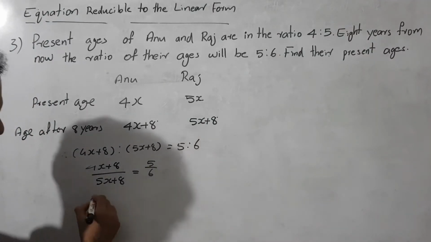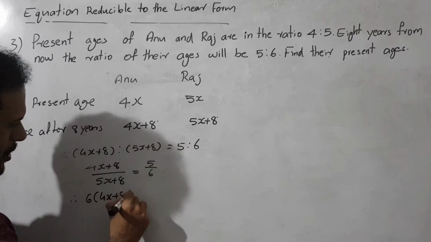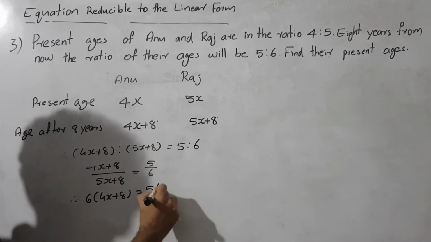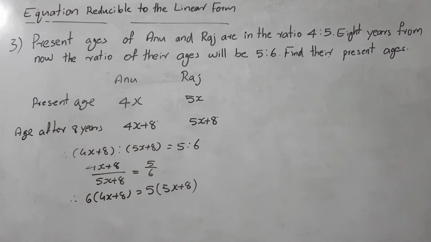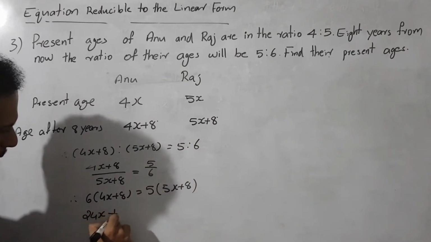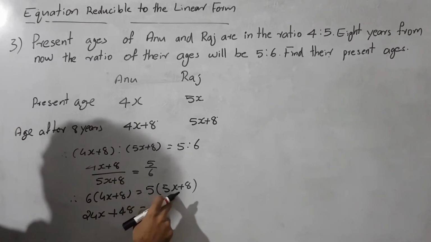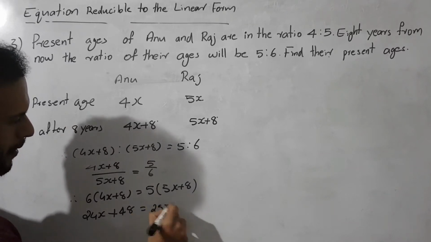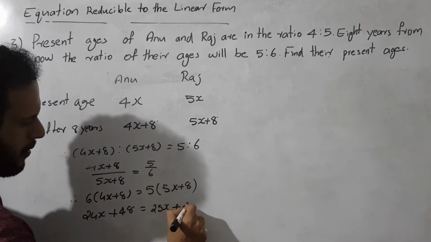Yes, cross multiplication. Therefore 6 into (4x plus 8) is equal to 5 into (5x plus 8). Next, expand the bracket. 6 into 4x is 24x, plus 6 into 8, 48, is equal to 5 into 5x, 25x, plus 5 into 8, 40.